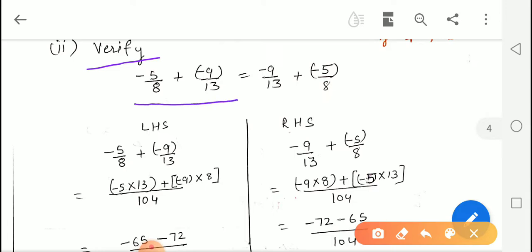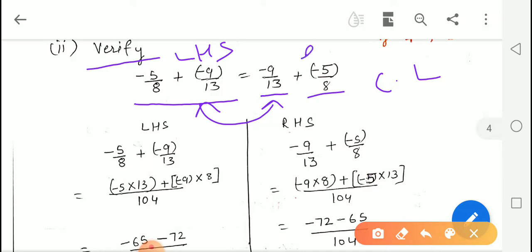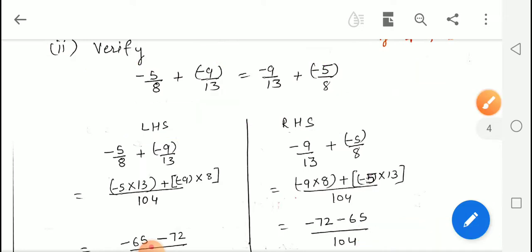negative 5 upon 8 plus negative 9 upon 13 is equal to negative 9 upon 13 plus negative 5 upon 8. Again here we have changed the order. The same law, commutative law, which is used in the previous question, here also we are using, where left hand side is this and right hand side is this. So we will solve left hand side and right hand side separately. Now let us solve.